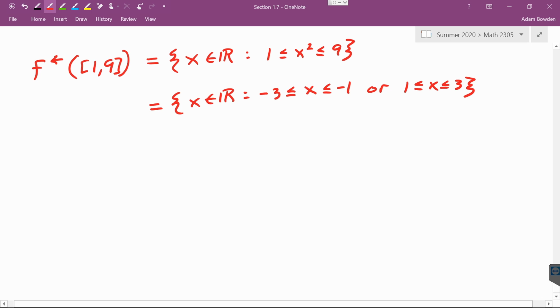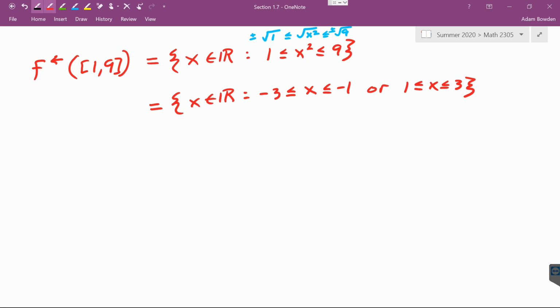And you can verify that's the case because if you were to square all the numbers here, you get back to the interval between 1 and 9. So we had to work our way backwards to what it could be. Another way of doing that is if you took the square root of 1 less than or equal to x squared less than or equal to 9, you'd have to consider it with a plus or minus square root. So you get plus or minus 3 and plus or minus 1.